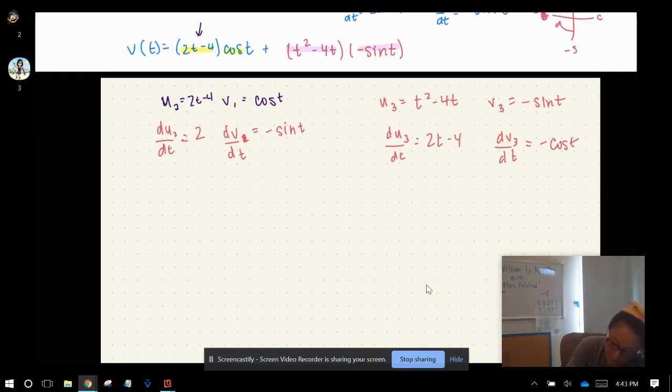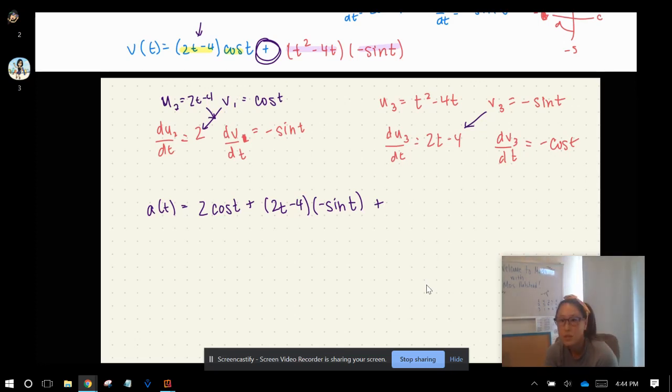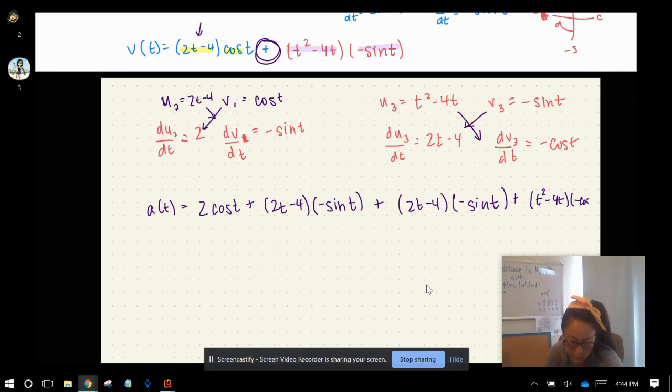All right, so now that we have that all set up, we can take the derivative, giving us the acceleration of t would be, all right, so I'm going to do v times du, so 2 times the cosine of t, plus u times dv, so 2t minus 4 times negative sine of t, plus, because I have a plus in the middle here, I have v times du, which is 2t minus 4 times negative sine t. Does that look familiar? Yes. Okay. Next up is u times dv, which is t squared minus 4t times negative cosine of t.